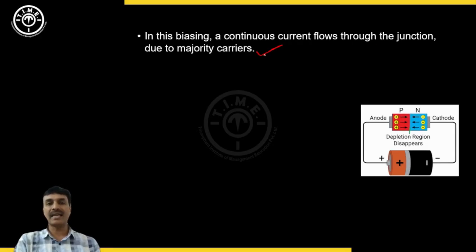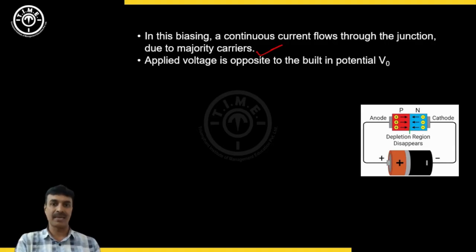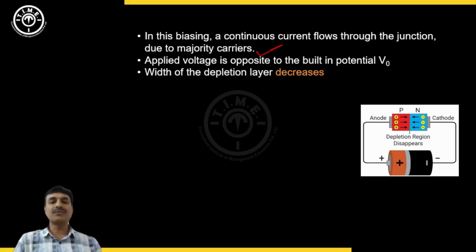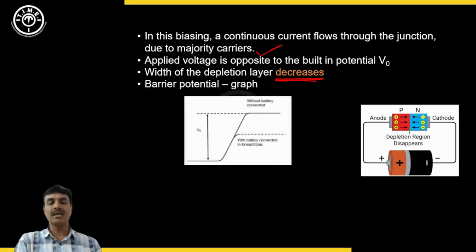Now, in this biasing, current flows continuously through the junction due to majority charge carriers. So diodes will conduct in forward bias mode. Remember that. Applied voltage is opposite to the built-in potential, and the width of the depletion layer decreases in forward bias. Very important point: the width of the depletion layer decreases in forward bias mode.